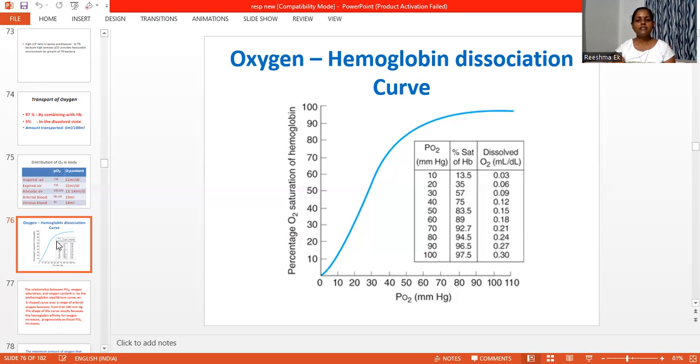And when PO2 is 90 mmHg, percentage saturation is 96.5% and the dissolved oxygen is 0.27 ml per deciliter. When PO2 is 100 mmHg, the percentage saturation of hemoglobin is 97.5% and dissolved oxygen is about 0.30 ml per deciliter.